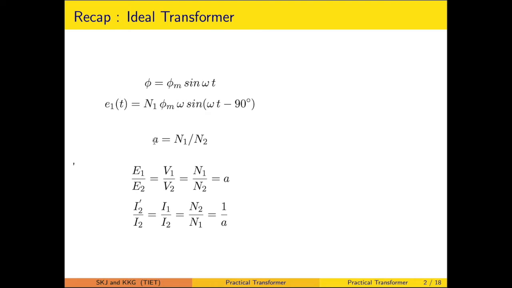We have introduced the turns ratio, which is defined as the number of turns in the primary to the number of turns in the secondary. With the help of the turns ratio, we are able to relate E1 upon E2, that is, the induced EMF of the primary to the secondary, and I2 dash upon I2, where I2 dash is the reflected secondary current on the primary, to the secondary current in terms of the turns ratio.